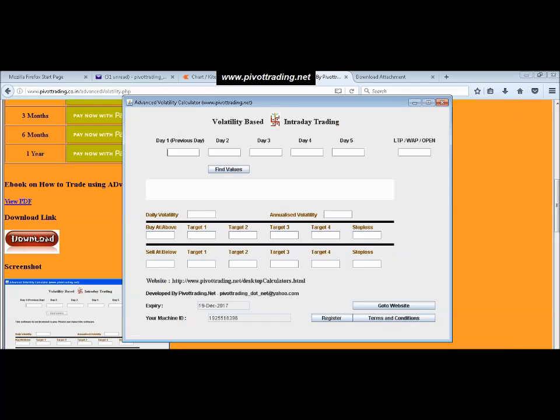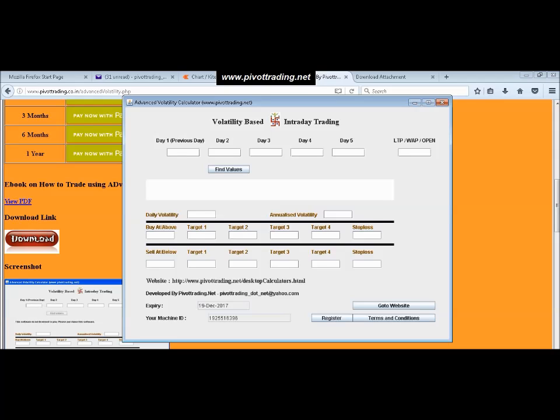Let me just minimize this. This is called volatility based intraday trading. Here you can see a few fields that you need to fill, the previous day prices. As I mentioned, you need the last 5 days' prices to calculate the volatility of the particular script. So here you need to enter day 1, day 2, day 3, day 4, day 5 closing prices. Day 1 means the previous day, and day 5 means the fifth last day starting from yesterday. LTP, WAP or open. LTP means last traded price, WAP means weighted average price, which is also called average price, and the open price. You can enter any of these details here.